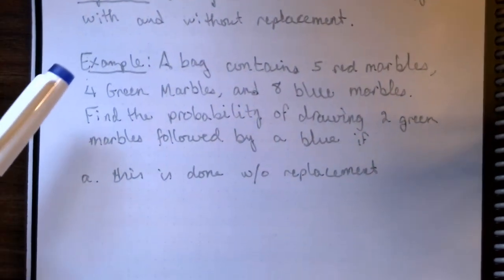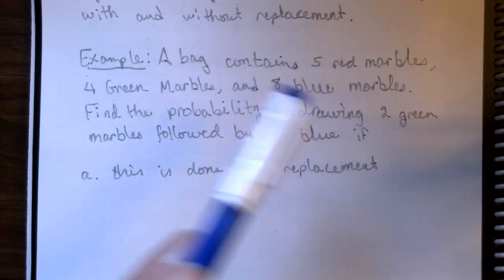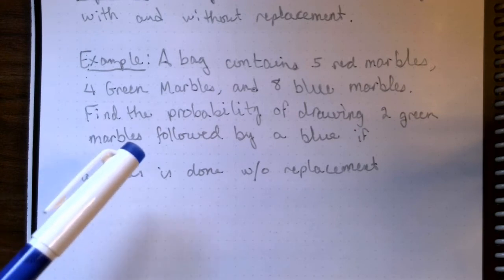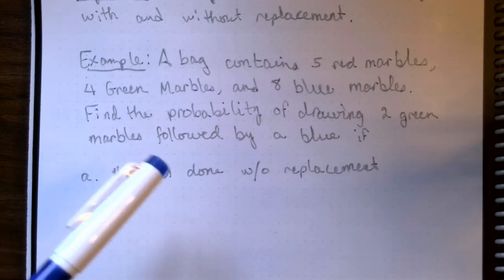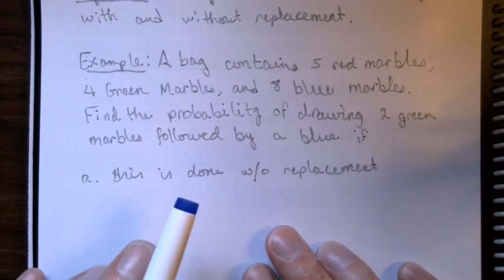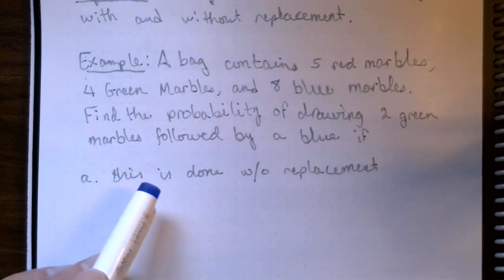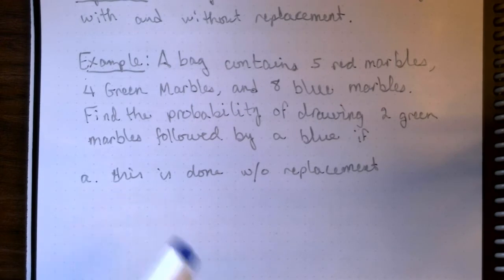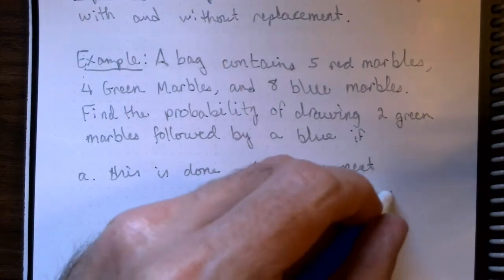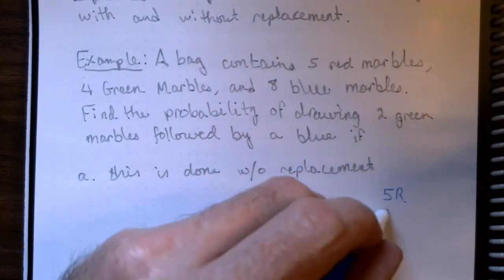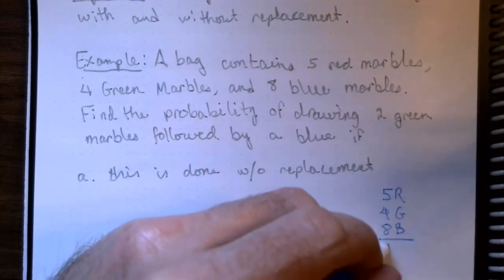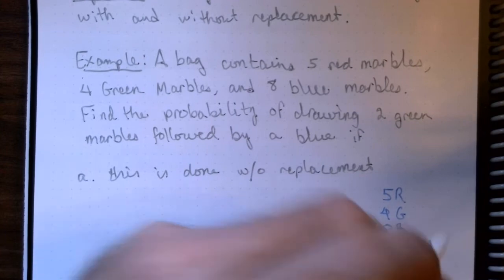Alright, so we're going to imagine that we have a bag that contains 5 red marbles, 4 green marbles, and 8 blue. And we want to find the probability of drawing 2 green followed by a blue. And in the first scenario we look at, we'll imagine this is done without replacement. So we take a marble out of the bag, we keep it out, and then we draw the next one. Okay, so let me just keep a tally over here. 5 red, 4 green, 8 blue. So that leaves me with 17 total marbles.